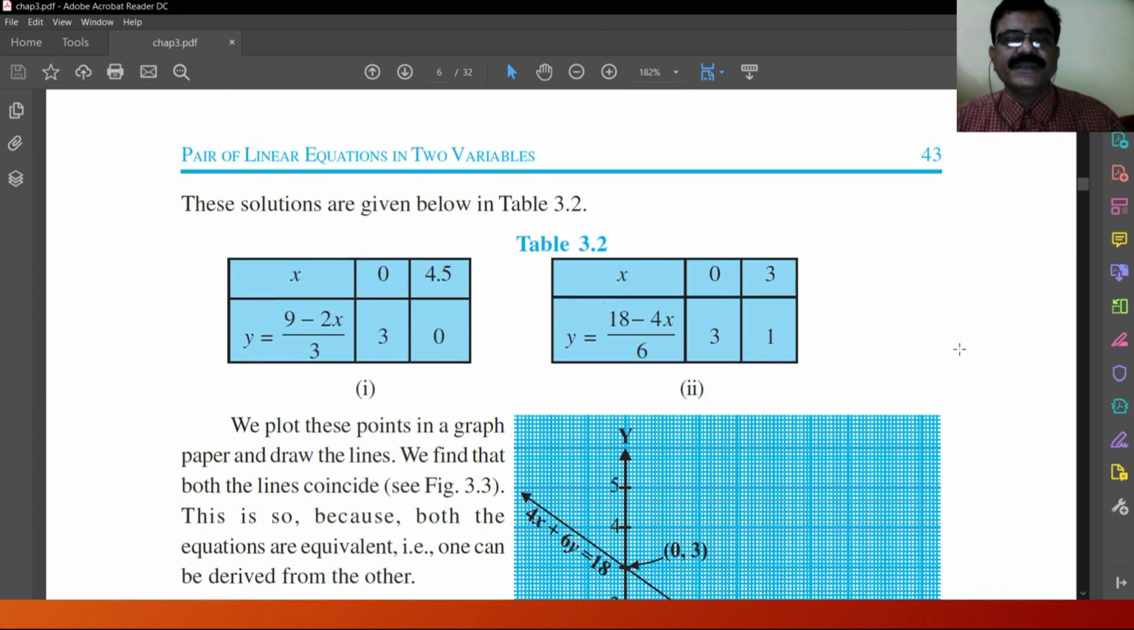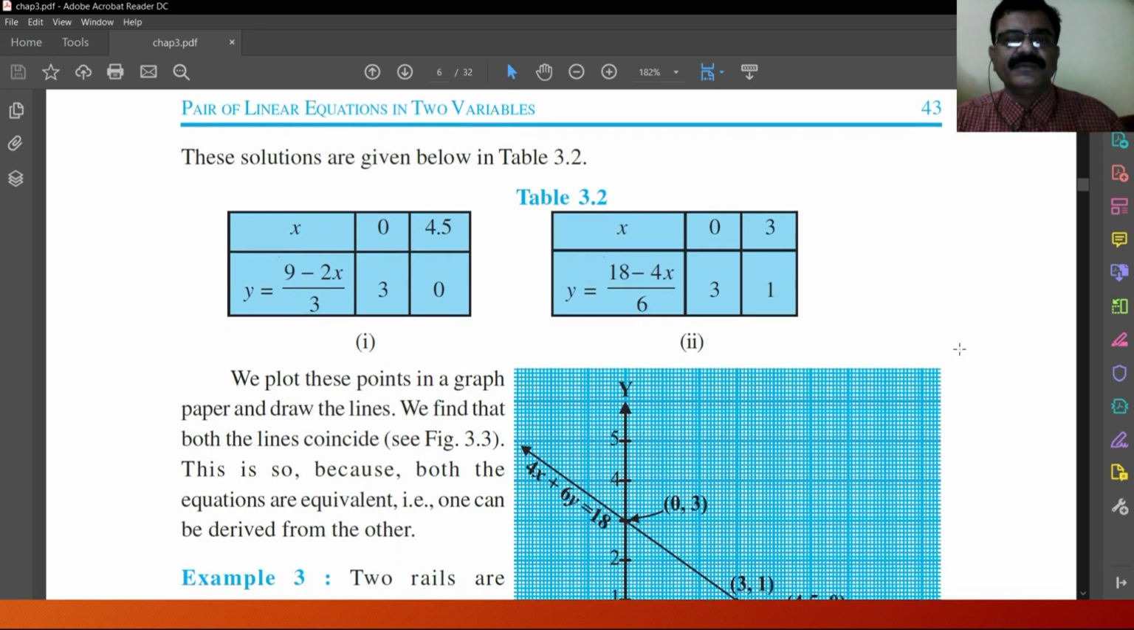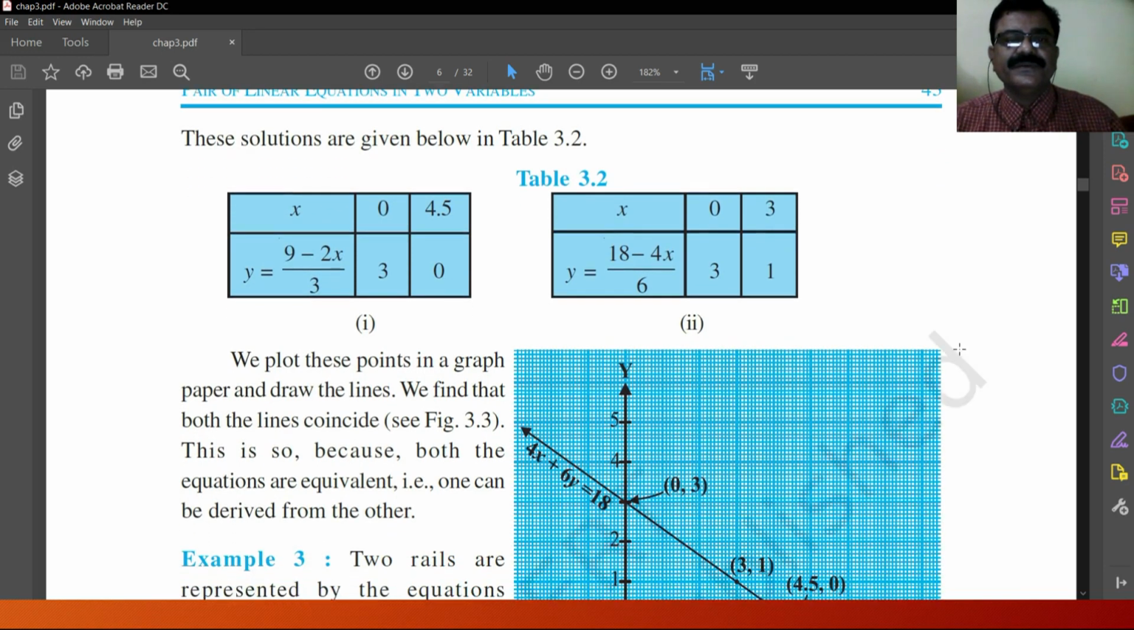These solutions are given below in table 3.2. In the first table you can see if x is equal to 0, y is 3, and if x is equal to 4.5, y is 0. In the second table you can see x is equal to 0, then y is equal to 3, and x is equal to 3, y is equal to 1.